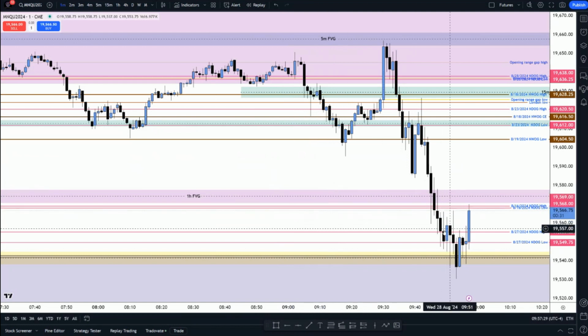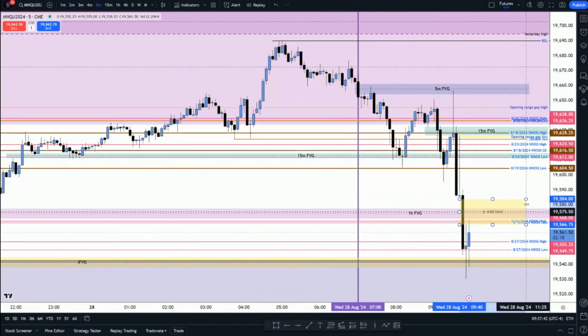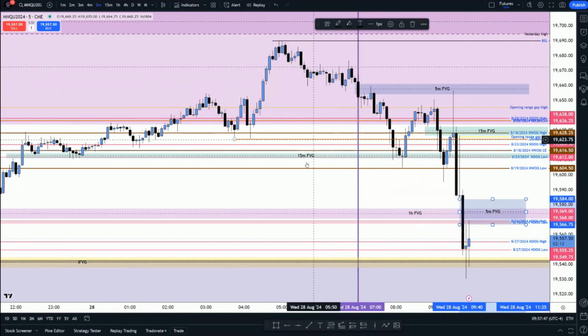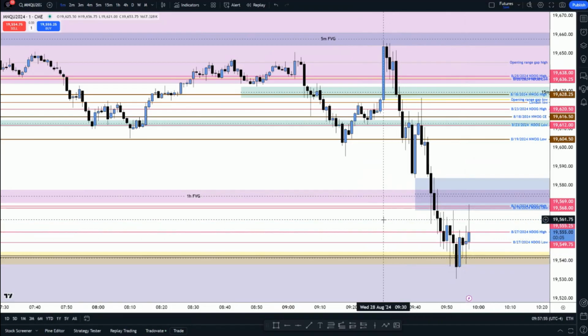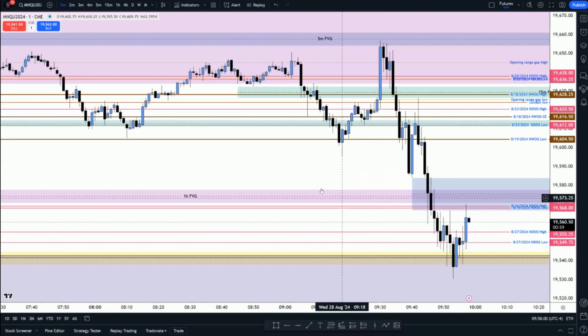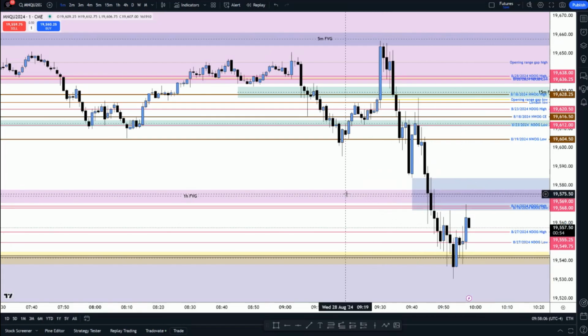So now we're going into that 5-minute gap. I want to see it get traded through. So we took this swing on the 1 minute. Let me actually mark this gap again real quick. It's the 5 minute. So you traded up into it. So I want to see it displace up and through.